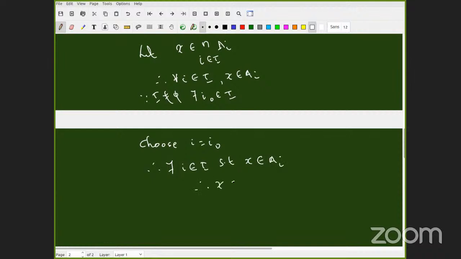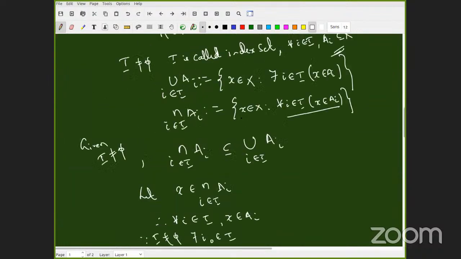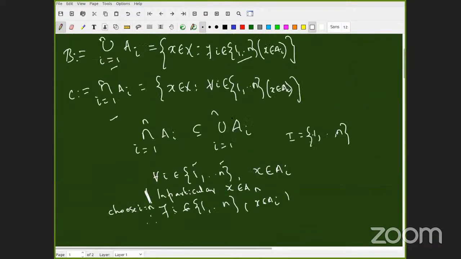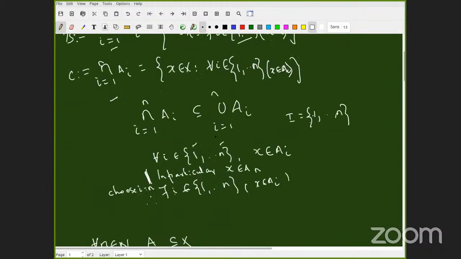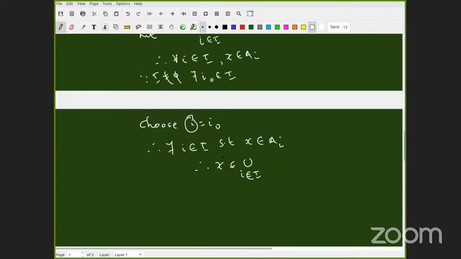Therefore, X is in the union. Fantastic, Vinay. Excellent. So there exists i0 not belonging to capital I, no, sir. That's right, but I have chosen i0. See here and how we are writing. Here you chose i equal to i0, right? Yes or no? i equal to i0. i0 belongs to I, therefore i belongs to I, right? Yes, sir.